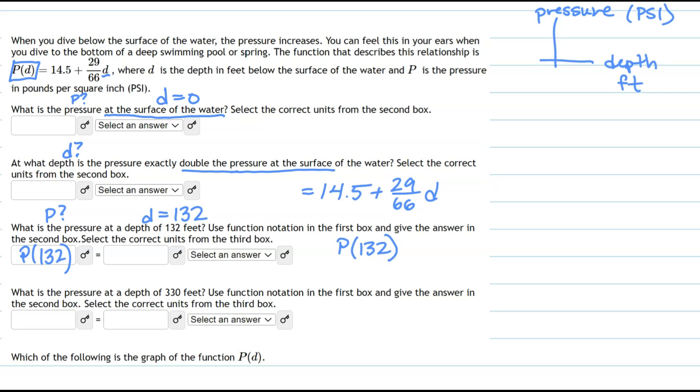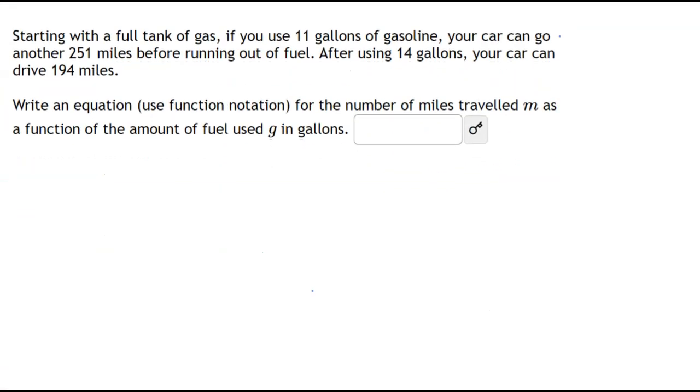And then the last one, what is the pressure at a depth of 330? Okay, so very similar for that one. So I'll let you try that one. Tell me if you have any trouble with it. Okay, the last one is back to slope.